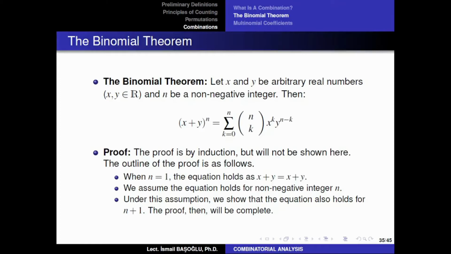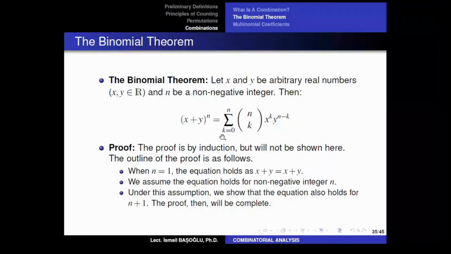Alright, so we have the binomial theorem. If x and y are arbitrary real numbers and n is a non-negative integer, then we can expand (x + y)^n with a binomial expansion. In order to expand this, as k changes from 0 to n, we write down the binomial coefficients and we say x to the power k times y to the power n minus k.